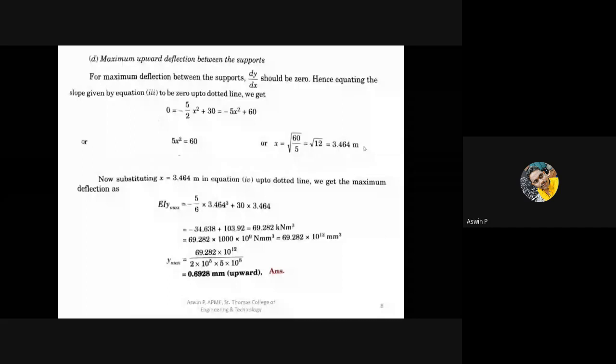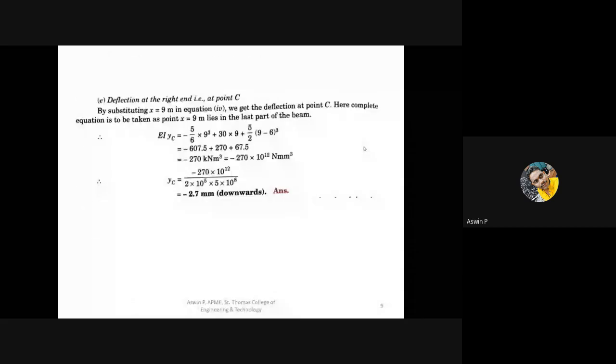After finding the deflection, I will upload this video on YouTube. If you want to complete the problem, you need to check the YouTube link and copy the equations. So the deflection at the right hand side is also asked, that is EIYC should be found out, and that equation can be found using the relation of deflection, and you need to substitute x equal to 9 in that equation.